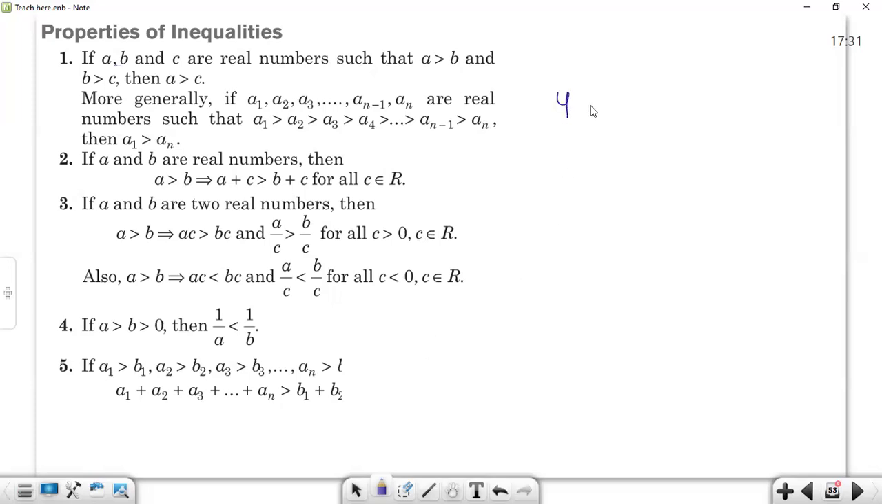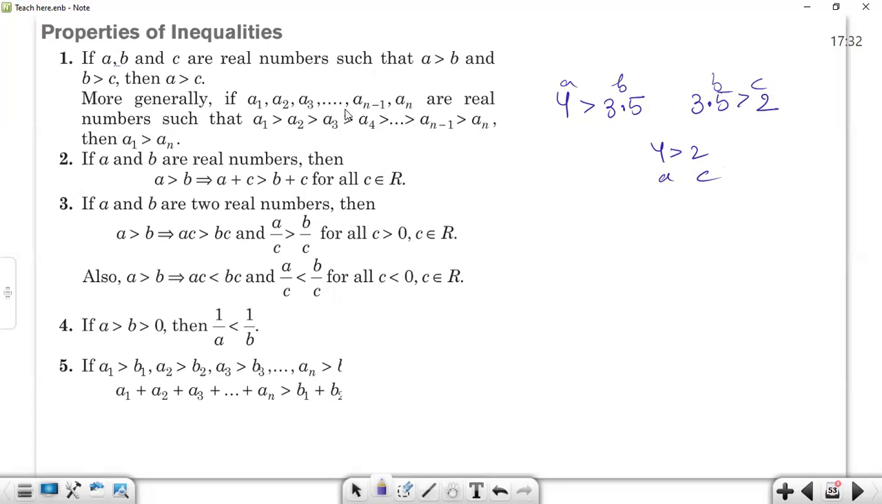Let's say we know that 4 is greater than 3.5. And yes, 3.5 is greater than 2. So can we write 4 is greater than 2? Yes, we can. So that's the concept here also. This is the property: A, B, B, C. So we have written A is greater than C also. This is kind of a transitive property.